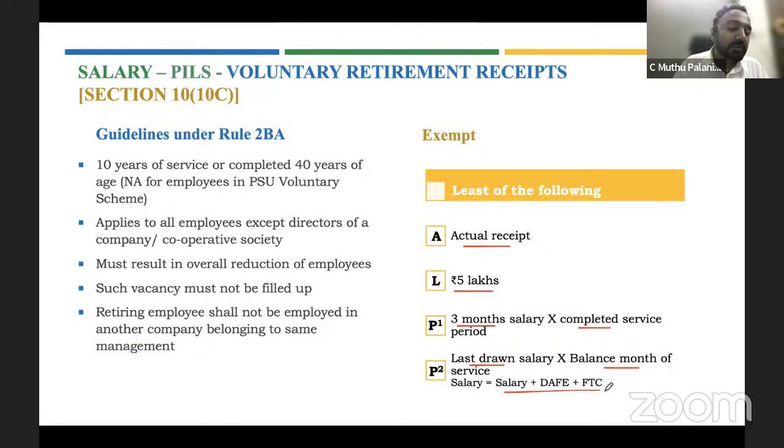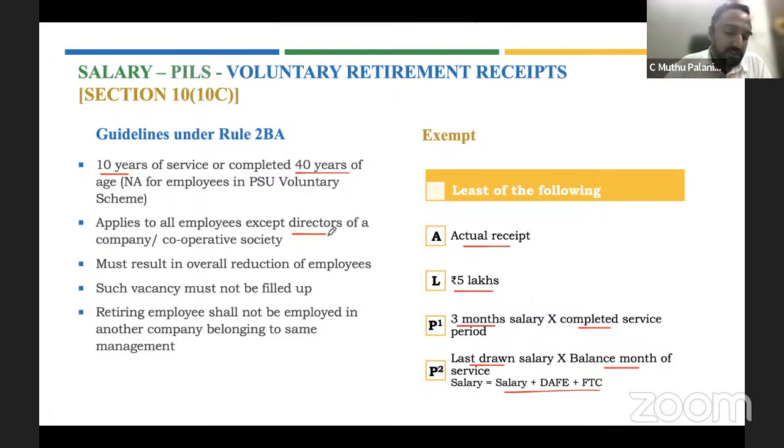What are the basic guidelines for VRS? The person should have completed 10 years of service and should have completed 40 years of age. So this is what basically you call the voluntary scheme. So there is a limit: 10 years of work should be there, and completion of 40 years should be there. And what about it? It is applicable to all employees except directors of a company or a cooperative society. So it is not applicable to directors. So it is applicable to employees other than directors.